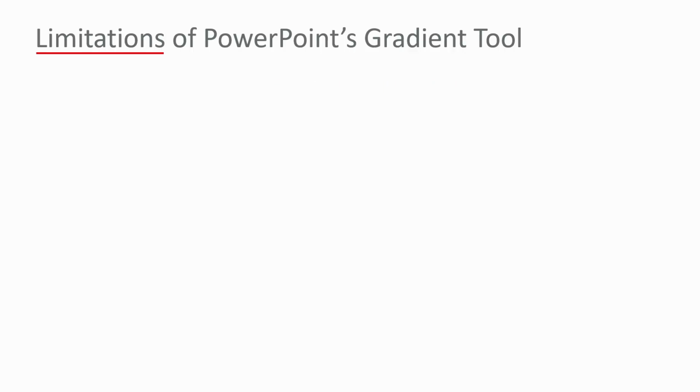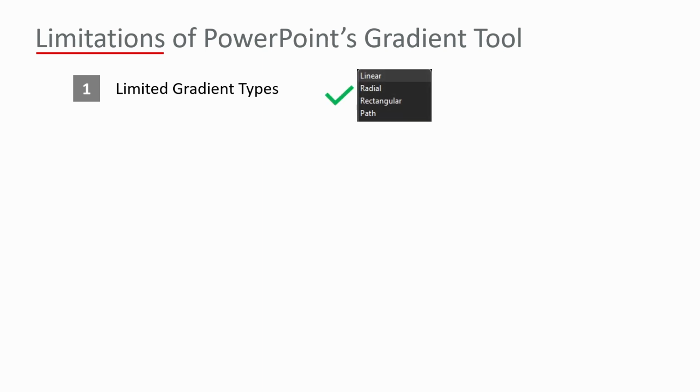A few limitations of PowerPoint's gradient tool are: number one, if you go to the gradient fill menu, you will notice that we have four types of gradients: linear, radial, rectangular, and path. What's missing are mesh gradients, conic gradients, or freeform gradient mapping that you find in image editing software like Photoshop, Affinity Photo, and so on.